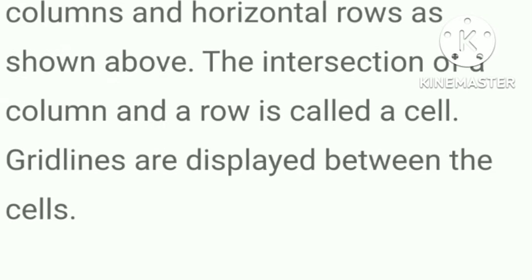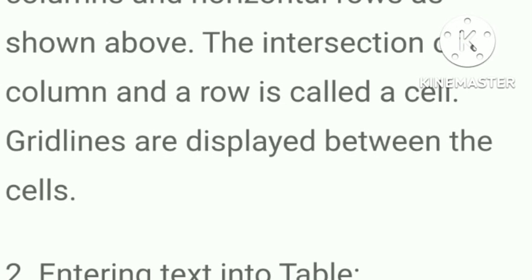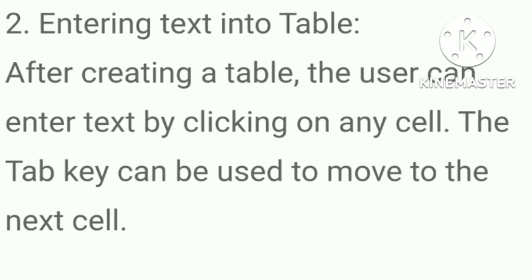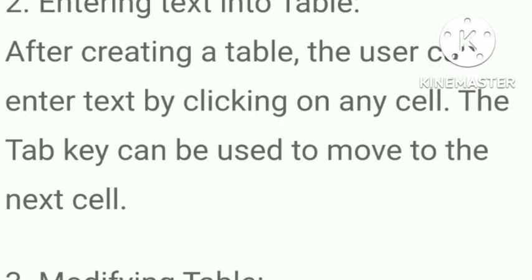The intersection of a column and row is called a cell. Grid lines are displayed between the cells. Entering text into table. After creating the table, the user can enter text by clicking on any cell. The tab key can be used to move to the next cell.